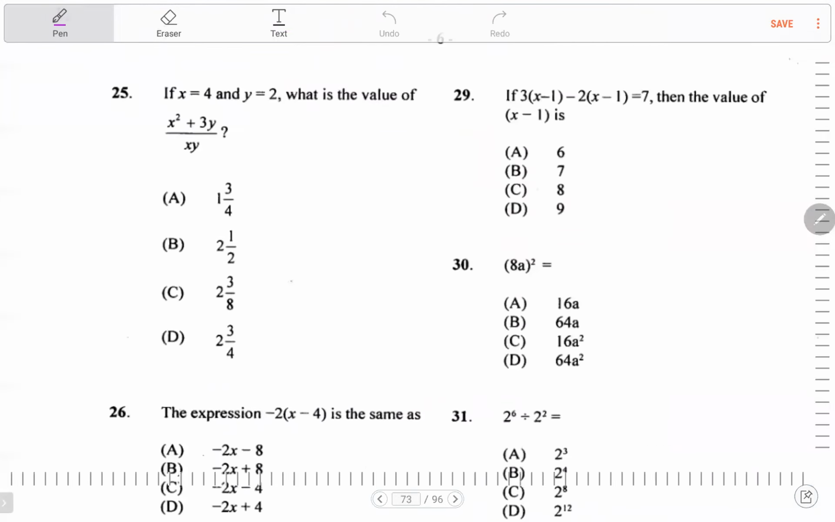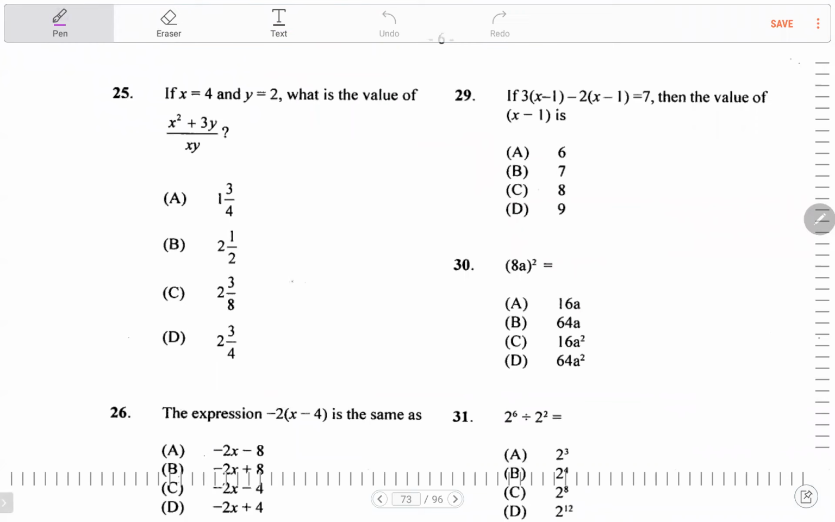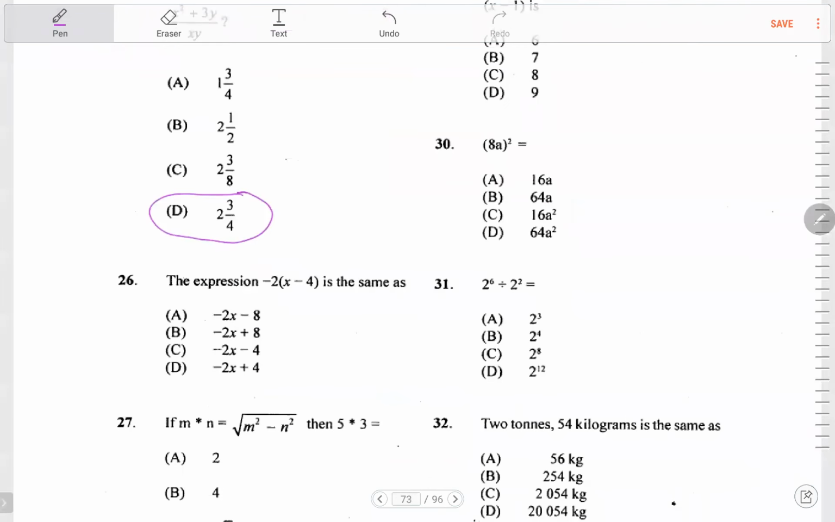This question again, x is 4, the y is 2. Answer is 2 and 3 or 4. This question comes very often. This one, expansion, expand here, careful with the negative signs. So negative 2 times x is negative 2x. Negative 2 times negative 4 is plus 8. So negative 2x plus 8. Answer is this, B. All right, careful with the negative sign.